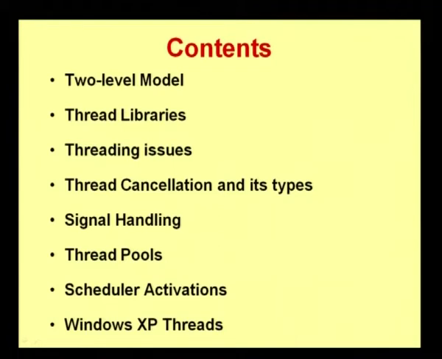So now, in the 2-level model, you have seen about the many-to-many multi-threading model. What is a many-to-many model? In the many-to-many model, many user threads are mapped to many different threads available in the kernel. Then what is a 2-level model?